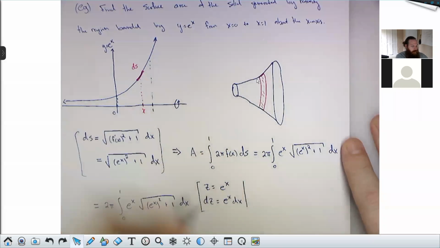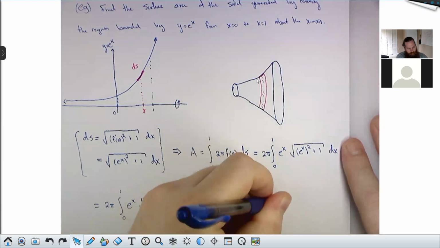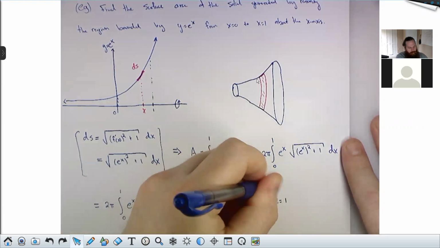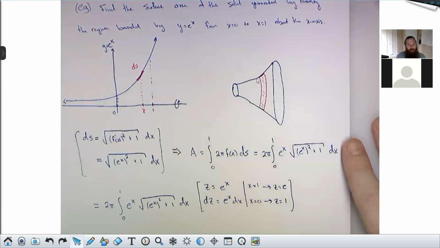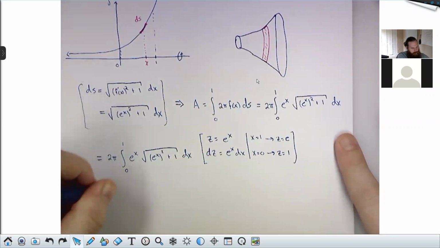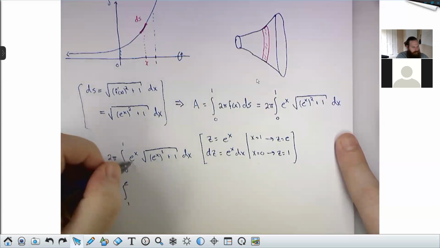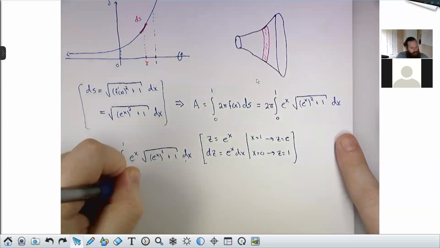I also need to change my bounds. Anytime I do a substitution, I change my bounds. So when x is equal to 0, z will be equal to e to the 0, which is 1. And when x is equal to 1, z will be equal to e to the 1, which is e. So then this integral is going to become 2 pi integral from 1 to e. This e to the x and this dx make up dz. This piece will be square root of z squared plus 1.